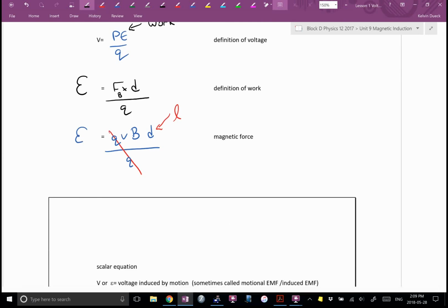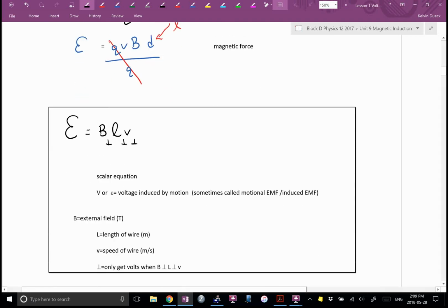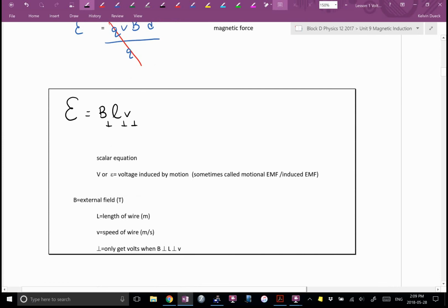The EMF, the induced voltage, is equal to BLV, except all three of these need to be at right angles to each other. If they aren't, your right-hand rule doesn't work and you don't get an induced voltage. We'll look at that in a second as well. This is a scalar equation, although you can get a negative voltage. We'll talk about that later, but no direction.